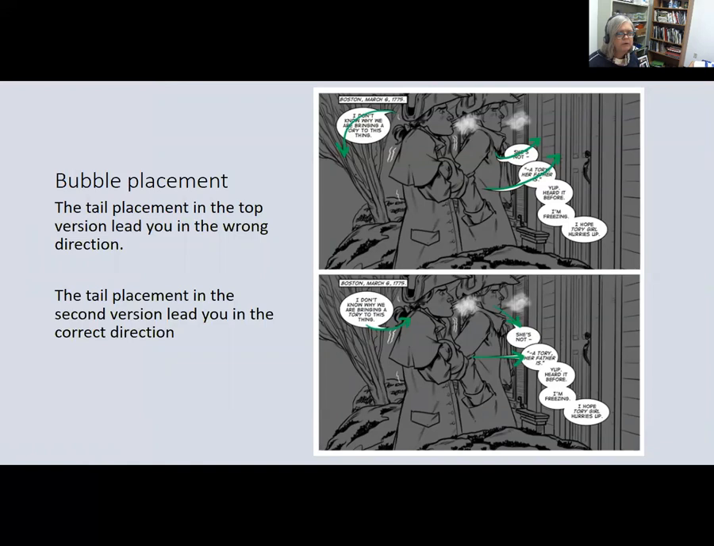So again, I'm just going to show you how where you place that tail makes a difference. This is the correct version, and even though the bubble's in the same place, the tail is curving and leading us over. This one, the tail is curved up, so it's not leading us over, it's leading us out. These tails are all curved up, they're leading us out, where they should be curved down. Oops, my bad. They should be curved down so that we go down and out of the page.